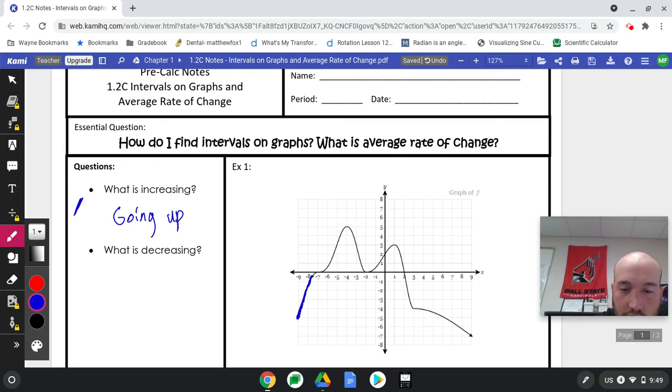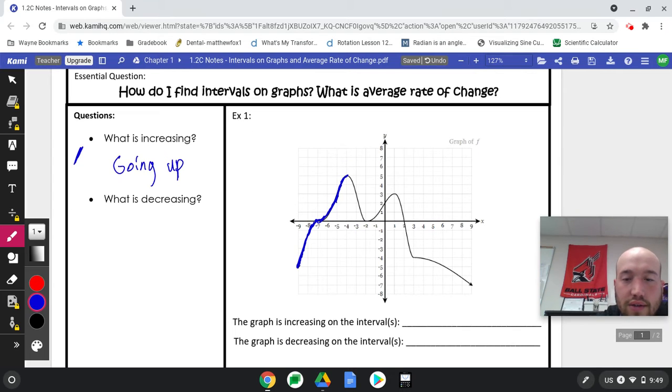Now, technically at -7 here, it kind of levels off. However, we are not going to worry about that. Technically, it's constant there for a bit. We're just going to say it increases over this interval because Delta Math is going to accept it. So we're not going to worry about that for today. Increases over that interval.